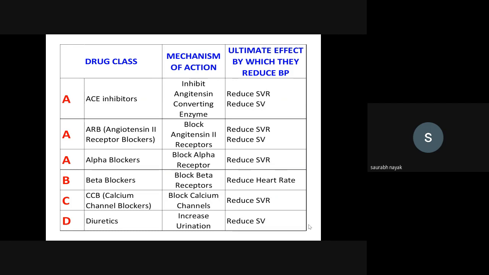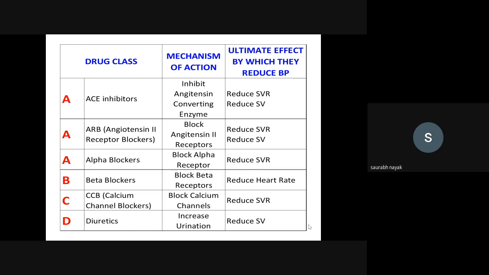Now, coming to the mechanism of action and the ultimate effect by which they reduce the blood pressure. First, coming to ACE inhibitors. The ACE inhibitors act by inhibiting angiotensin converting enzyme. By doing this, they reduce the systemic vascular resistance and stroke volume as well. Now coming to ARB, angiotensin 2 receptor blockers. They block the angiotensin 2 receptors. By this, they reduce both systemic vascular resistance and stroke volume as well.